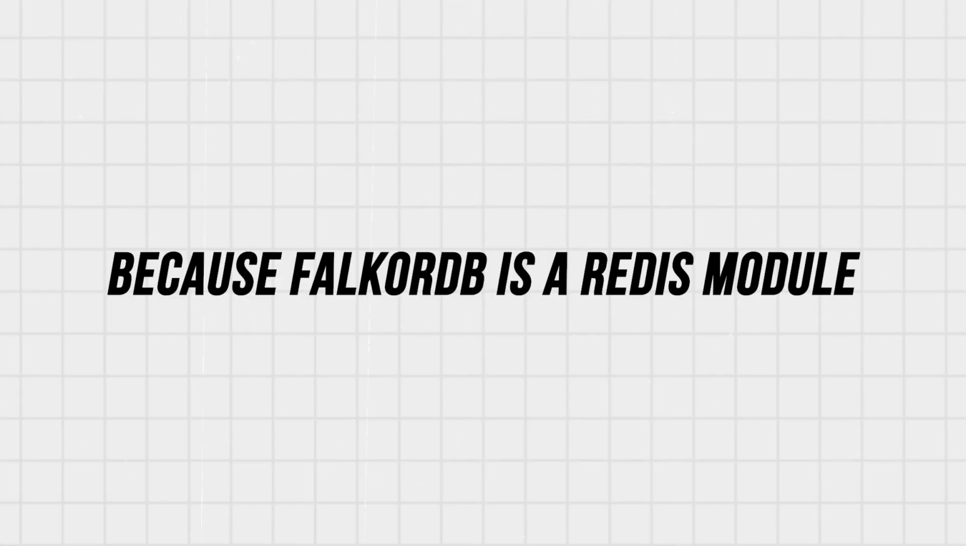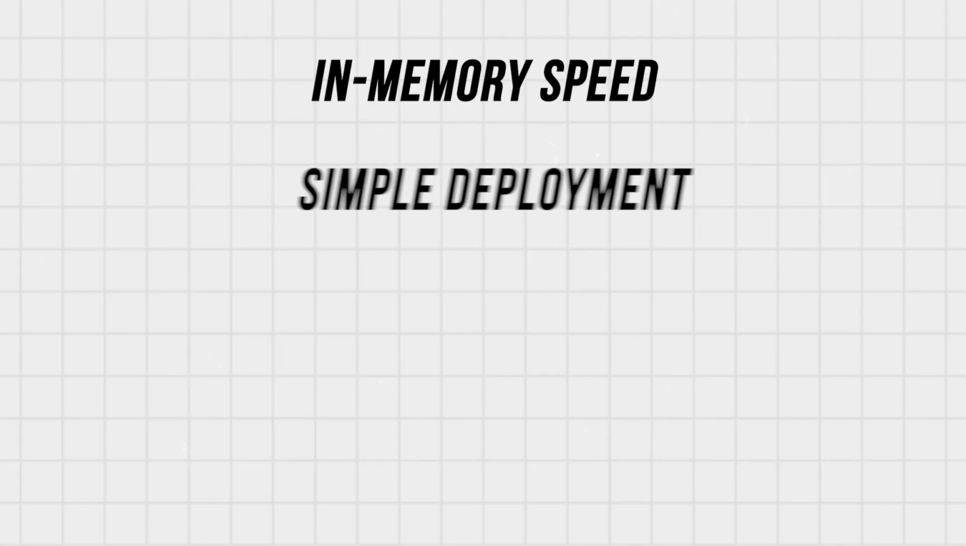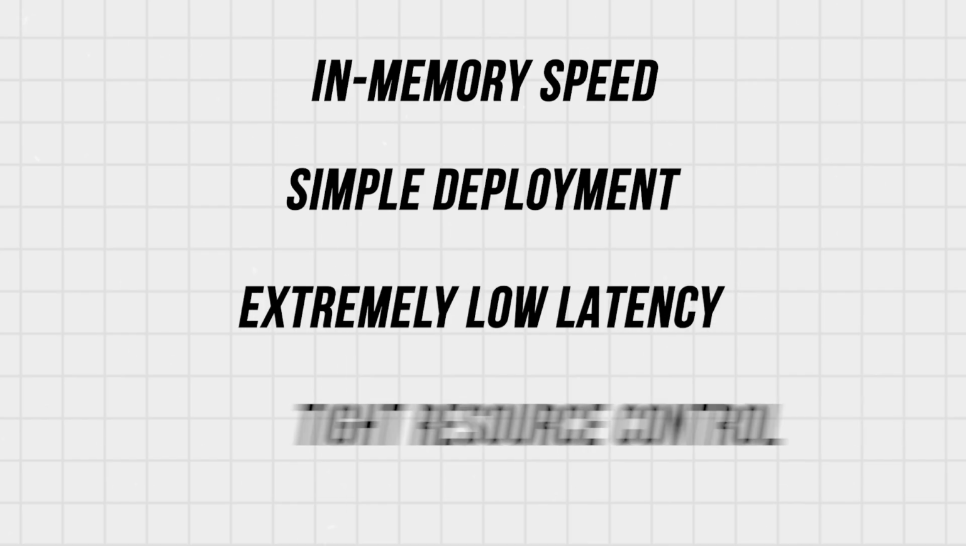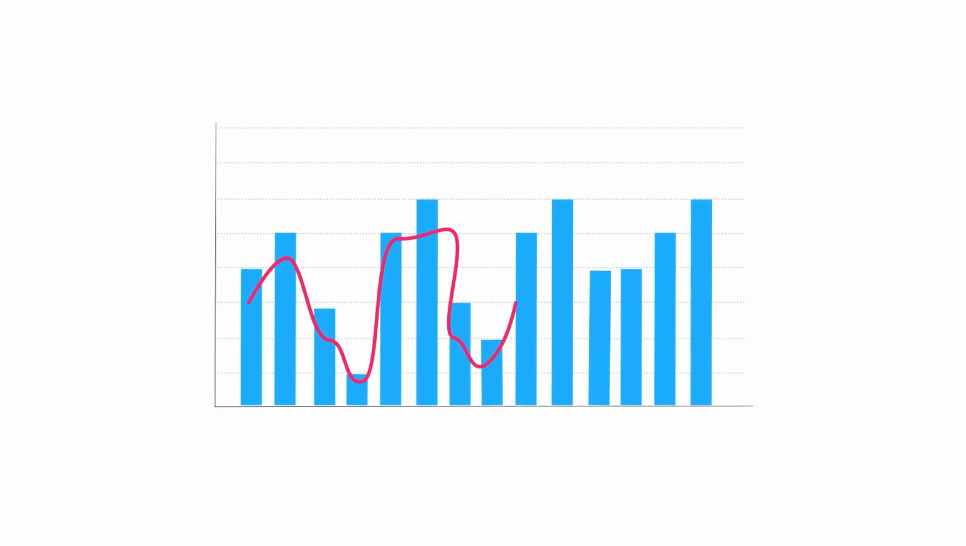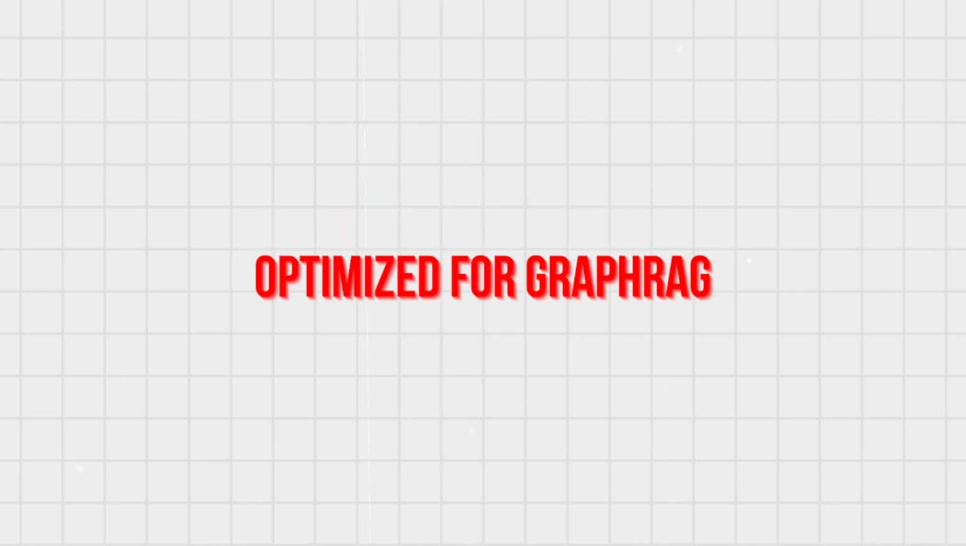Redis-based architecture. Because FalkorDB is a Redis module, it inherits Redis's performance profile: in-memory speed, simple deployment, extremely low latency, and tight resource control. This makes it significantly faster than traditional graph databases and dramatically easier to deploy across clouds and local environments.